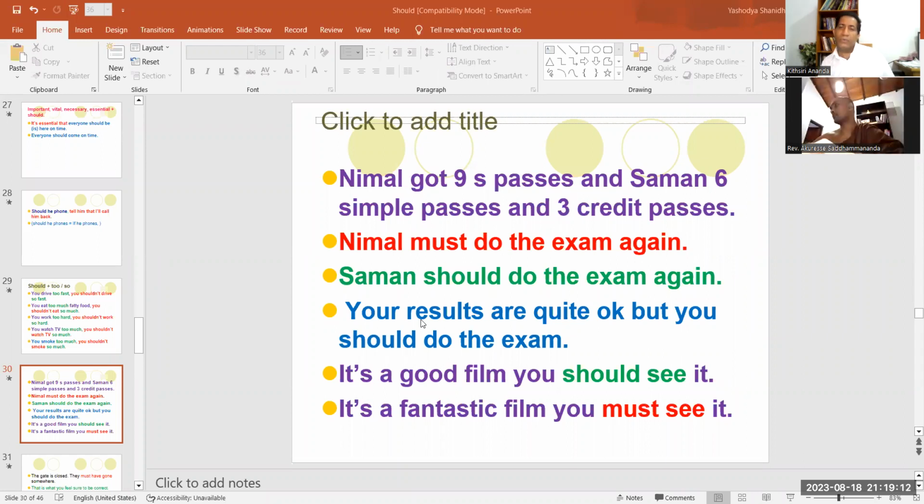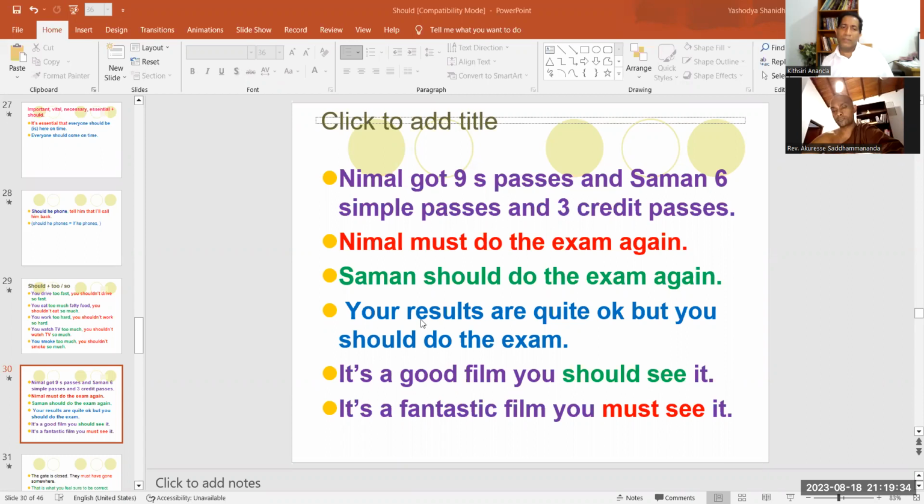So I think when you just look at these two examples, you can understand the significance or the difference between must and should. We use must to emphasize, and we use should to present some sort of idea in the form of a suggestion, advice.